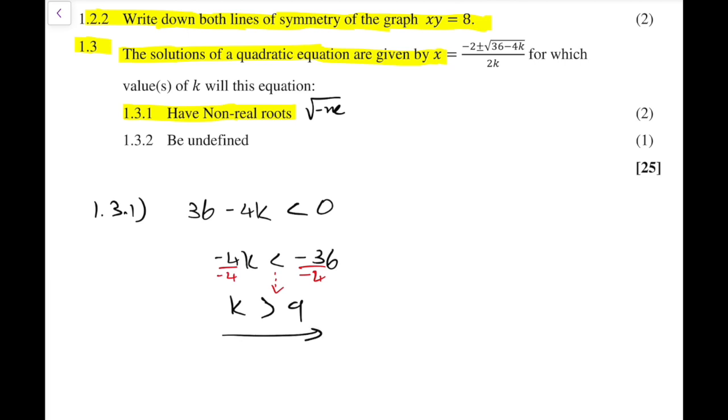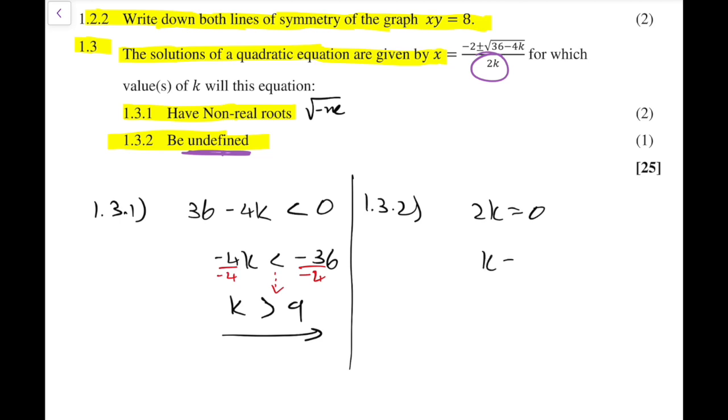All right, 1.3.2. What does it mean for your fraction to be undefined? It means the denominator needs to be equal to 0. So 2k just needs to equal 0. k is equal to 0 and done.